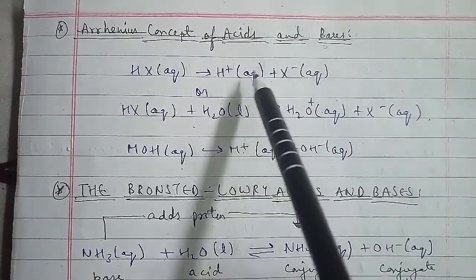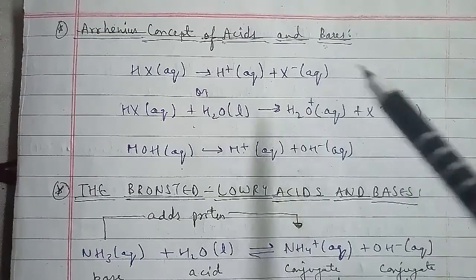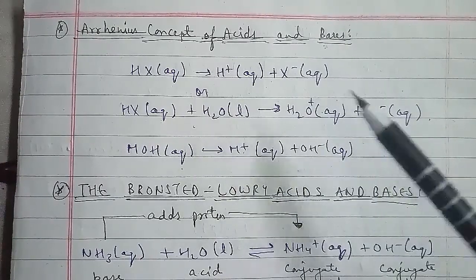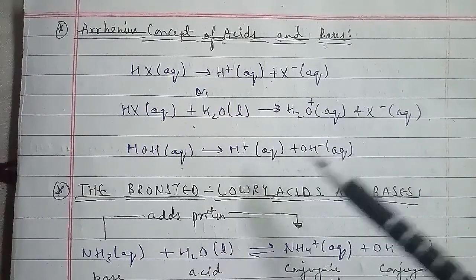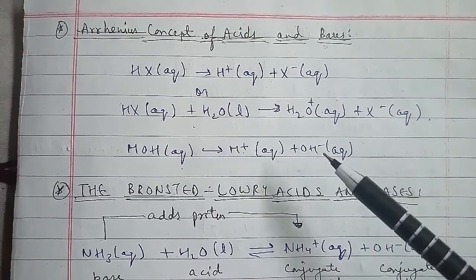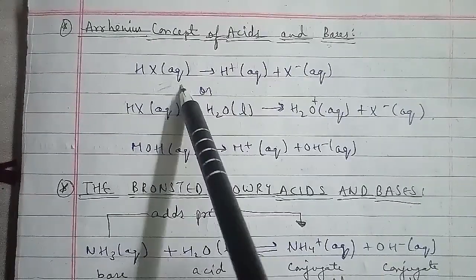The ionization of an acid, HX, in the aqueous state can be represented as follows: HX aqueous gives H+ aqueous and X- aqueous. With regard to that, we can say that HX aqueous plus H2O liquid gives H3O+ aqueous plus X- aqueous here.